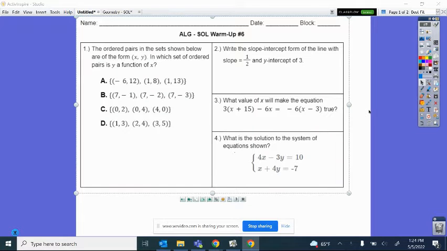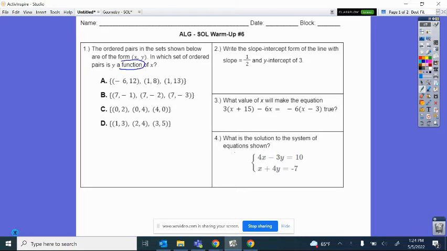Welcome. Let's check out the answers and solutions to this SOL warm-up number 6. Remember that we're going to use some of these as a refresher on our memory and some of them as testing strategy ideas. So in this number 1, which sets are in the form of xy to show me that y is a function of x?